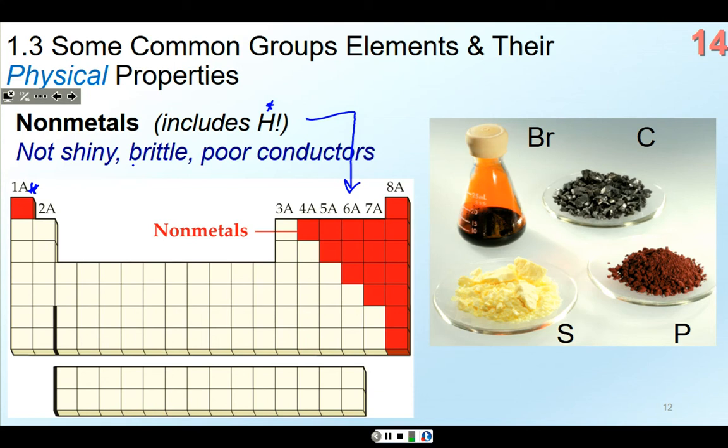So nonmetals have properties that are contrasting with those of the metals. They aren't shiny, they are more brittle, and they're lousy electrical conductors. So their properties are kind of opposite of what we think of for metals. These are, again, only physical properties. We'll talk about chemical properties with time as we get there.